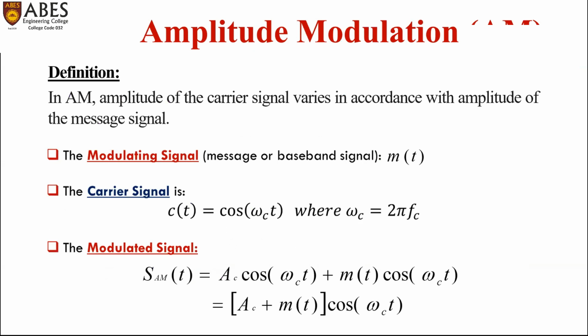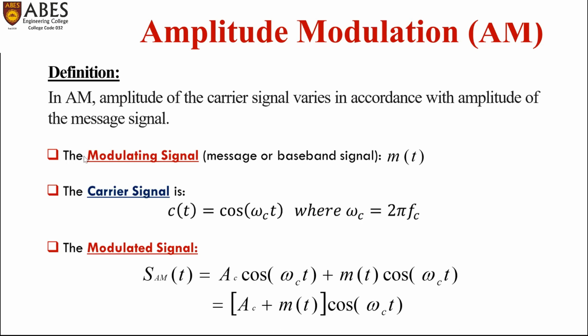Now moving ahead. Here we can see amplitude modulation. The definition, as I have discussed also: the characteristic parameters of a carrier signal, as I told, are amplitude, phase, and frequency. Here we are focusing on amplitude. So the amplitude of a carrier signal varies as per the amplitude of the message signal.